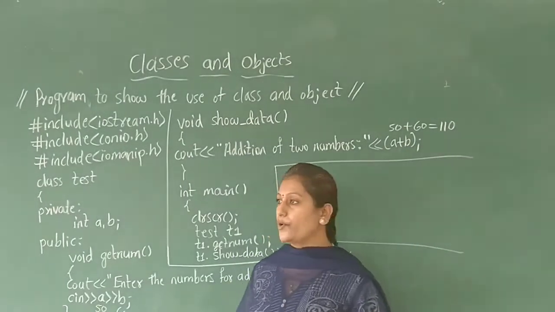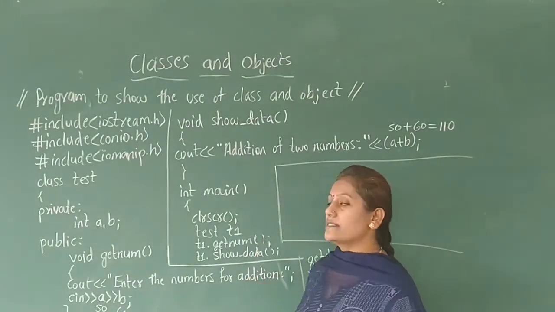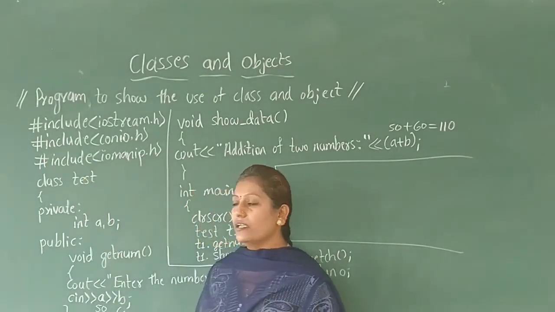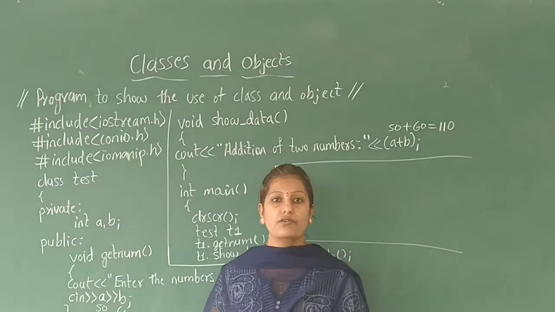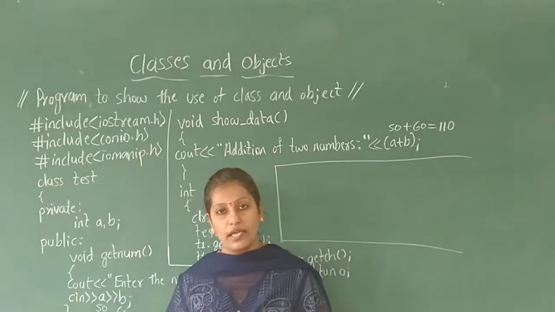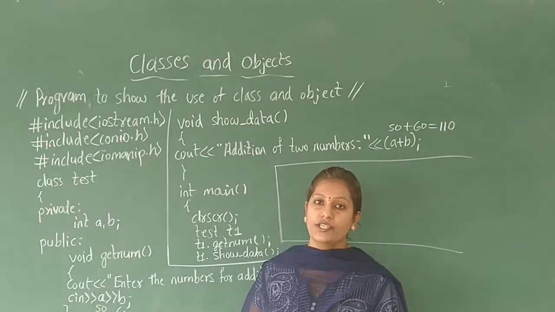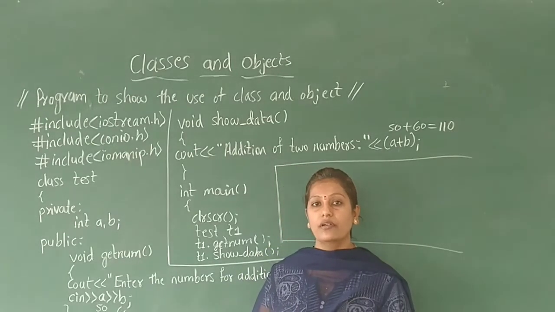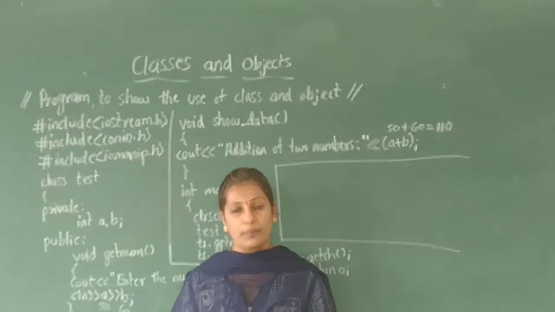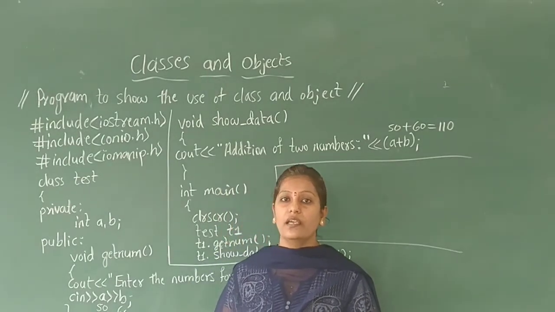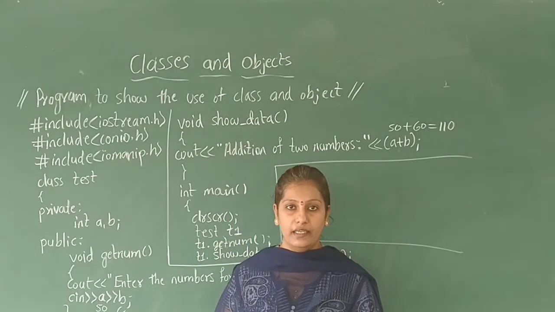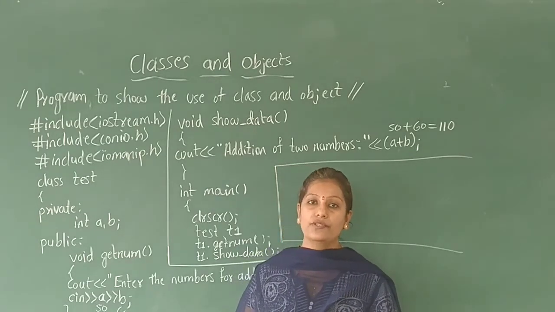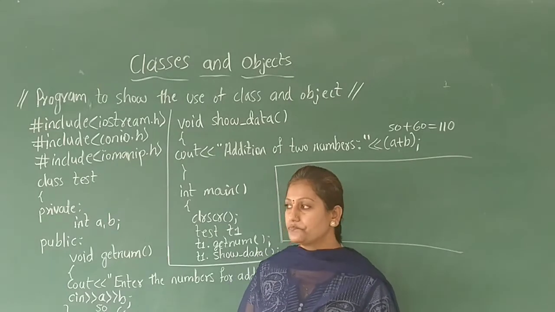Next, let us move on to the program to show the use of class and object. In this program, first you have to include the three header files: iostream.h, string.h, conio.h, and the output statement, that is cout, to manipulate the values to generate the output.